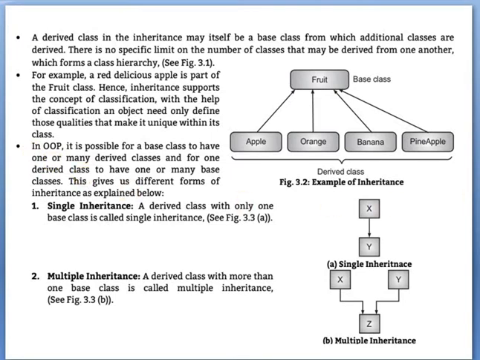In OOP, it is possible for a base class to have one or more derived classes. That means we can derive a number of derived classes from a single base class. See here, four subclasses or derived classes are derived from this fruit base class.